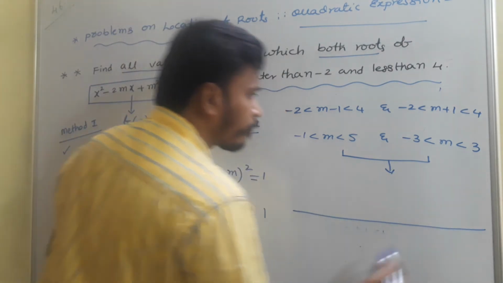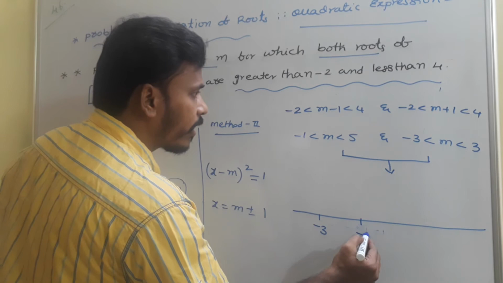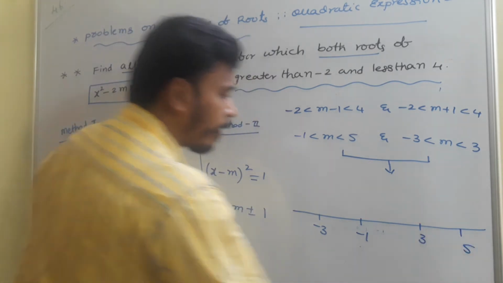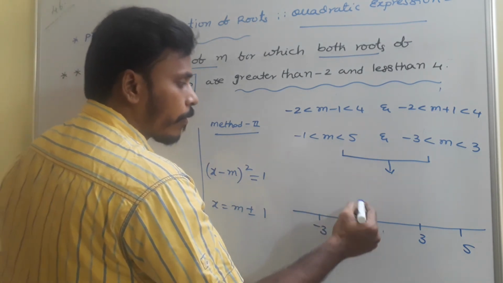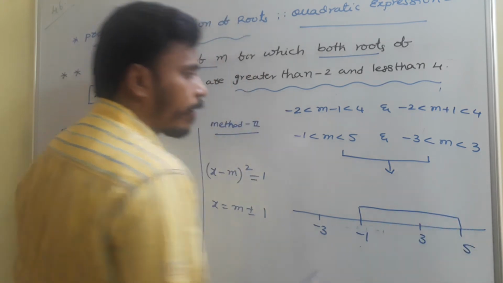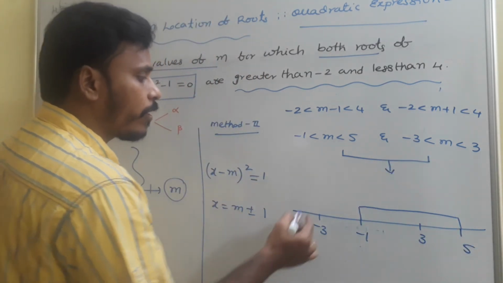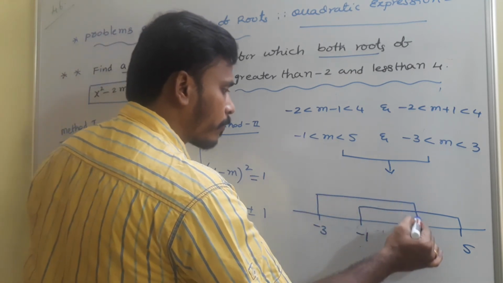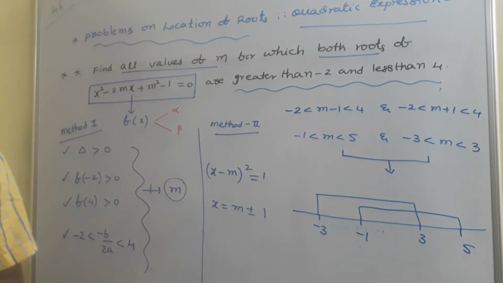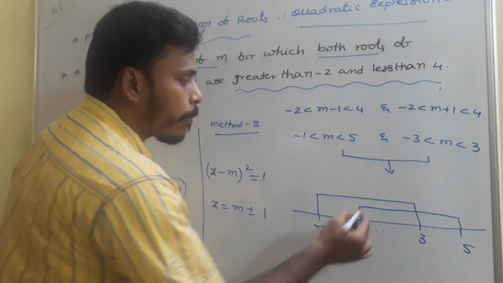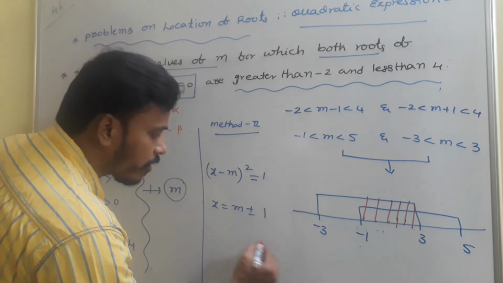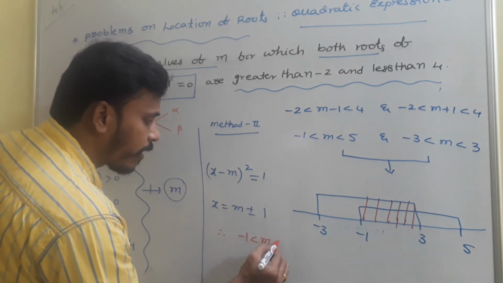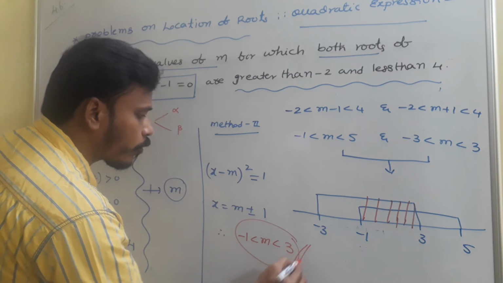So take a number line, indicate minus 3, minus 1, somewhere 3 and then 5. From the first possibility, m is in between minus 1 and 5. From the second possibility, m is in between minus 3 and 3. These two should happen, right? These two together must happen, and that's why we need to consider the common solution. At the end, the common solution for these two inequations is in this region, and that region indicates that minus 1 less than m less than 3. At the end, this is your final answer.